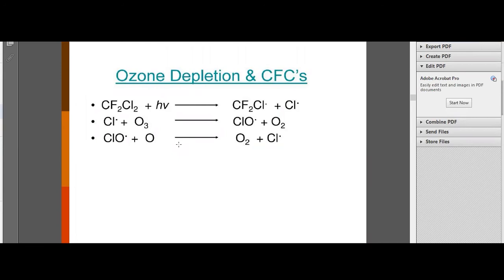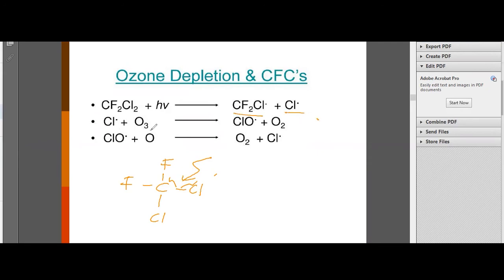Okay, in this example, I use CF2Cl2 as the molecule. So once again, the C-Cl bond will break. Once again, why not a C-F bond? I already told you that C-F is shorter compared to C-Cl. So that's why when UV light is present, the C-Cl bond will break first to form the CF2Cl radical with the Cl radical.